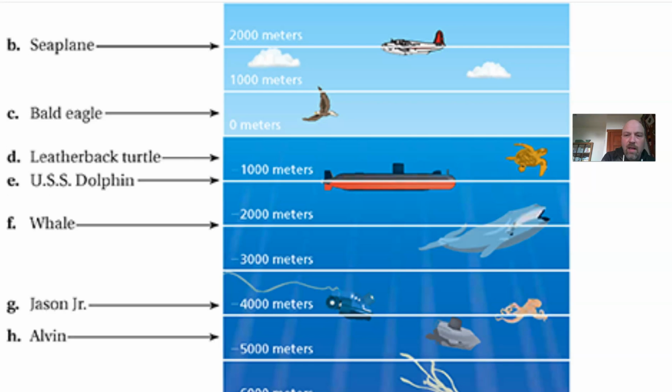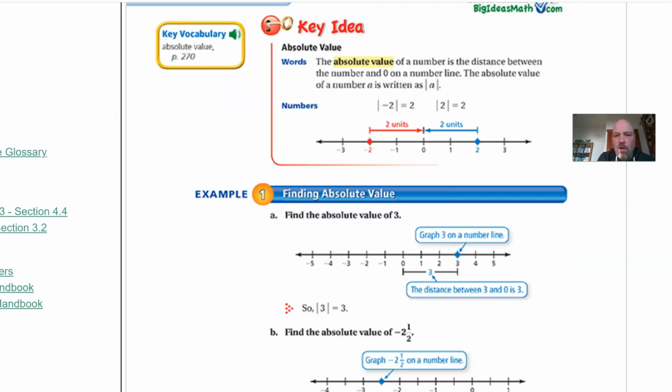And this submarine is -1,000 meters. You can't maybe see it there. So it's also 1,000 meters away. The whale is -2,000 meters. That means it's 2,000 meters below sea level, but its absolute value is 2,000 meters. So when we use this sign like this, absolute value is the distance between a number and 0, no matter if it's positive or negative.